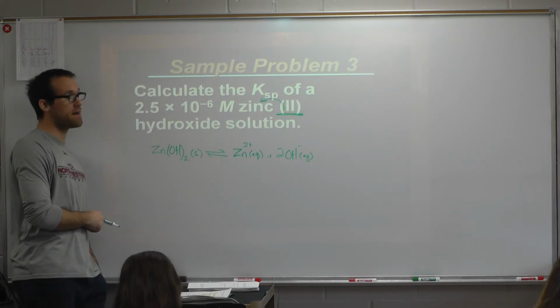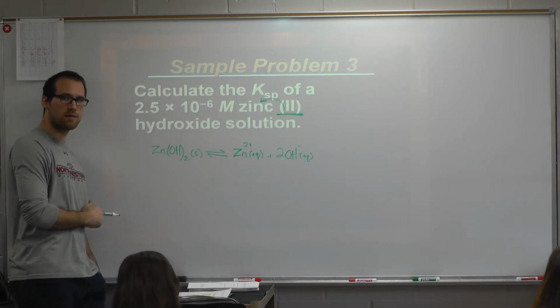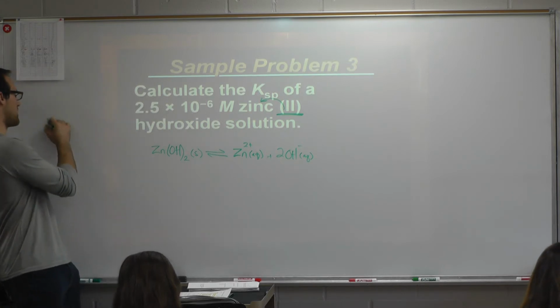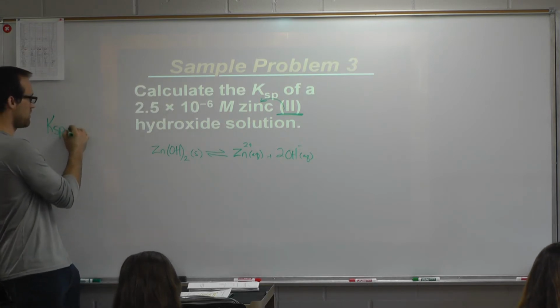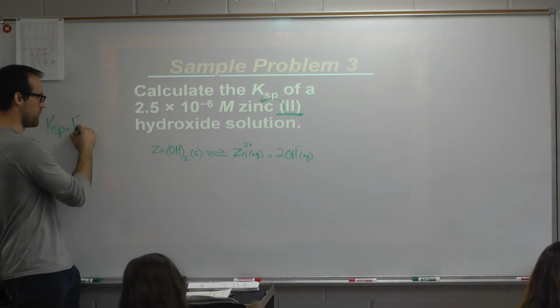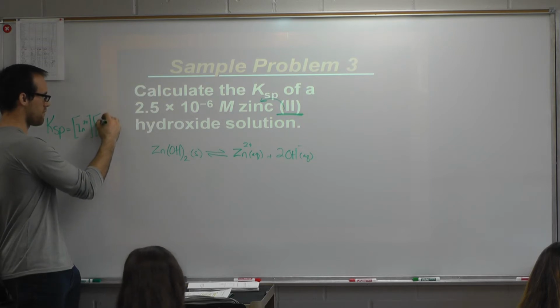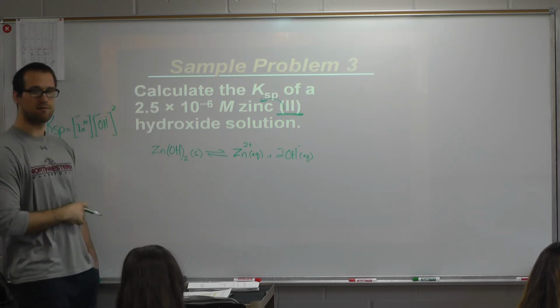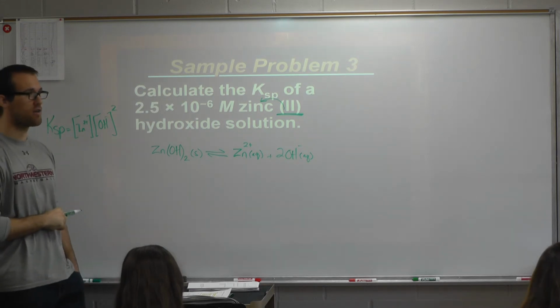What is the next step? Expression. Write the expression. So Ksp is equal to... it's squared, correct? Everyone following on why that is?